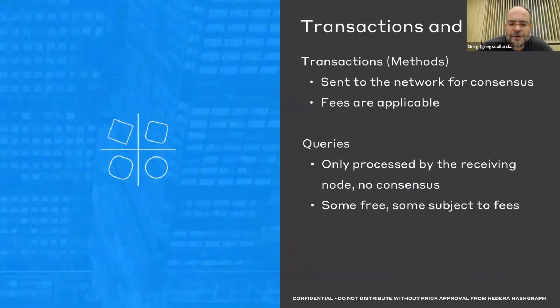Right. So let's look at the API. The API is made of transactions and queries, as we've kind of covered already with crypto economics and so on. A transaction, similar to a method, is sent to the network for consensus. Fees typically are applicable. Queries are only processed by the receiving nodes. There is no consensus. A few of them are free, and the others are subject to fees.